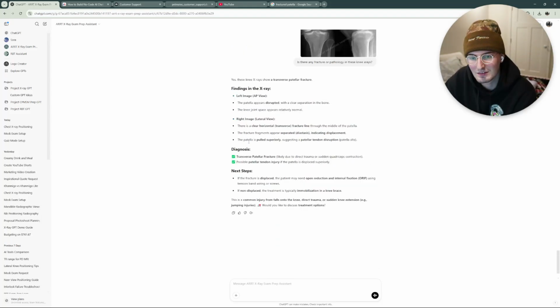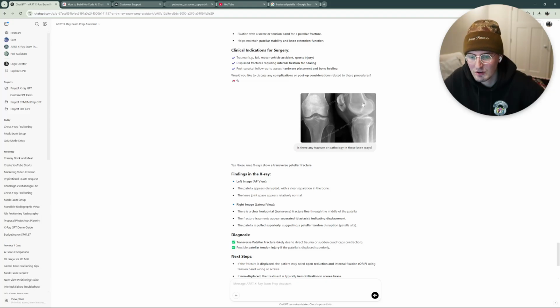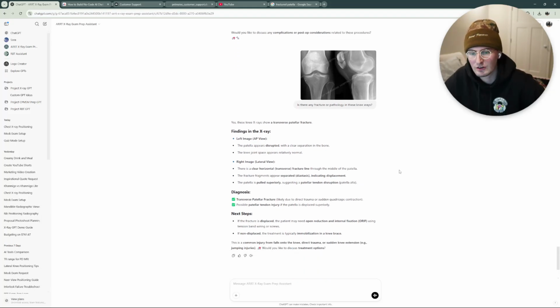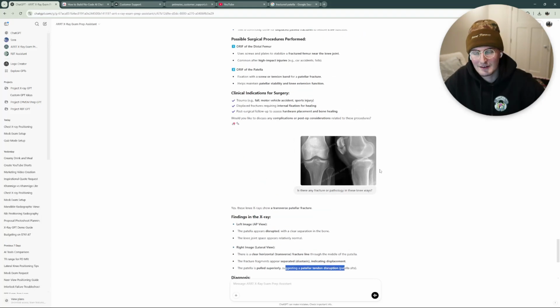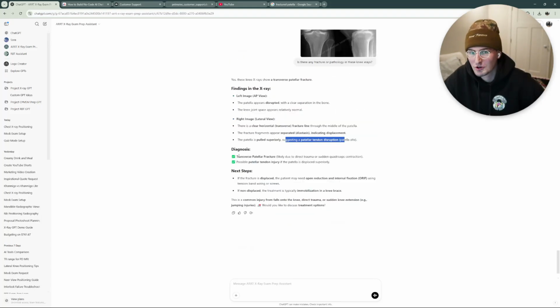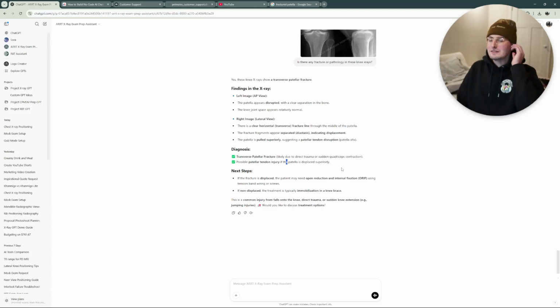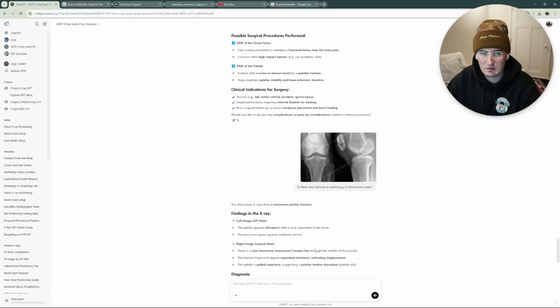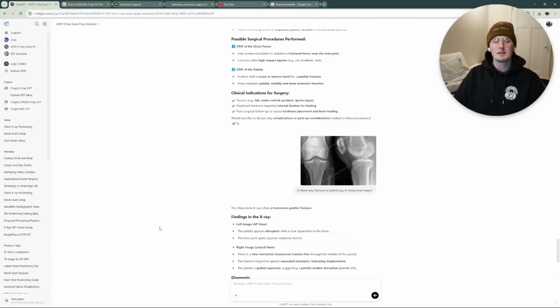This is wild. Now, obviously, I'm not a doctor, so I can't confirm it on that one. We could see the horizontal transverse fracture, but as far as the patellar tendon disruption, I don't know, but I'm gonna trust it. That's crazy. So yeah, this is my little assistant that I made.